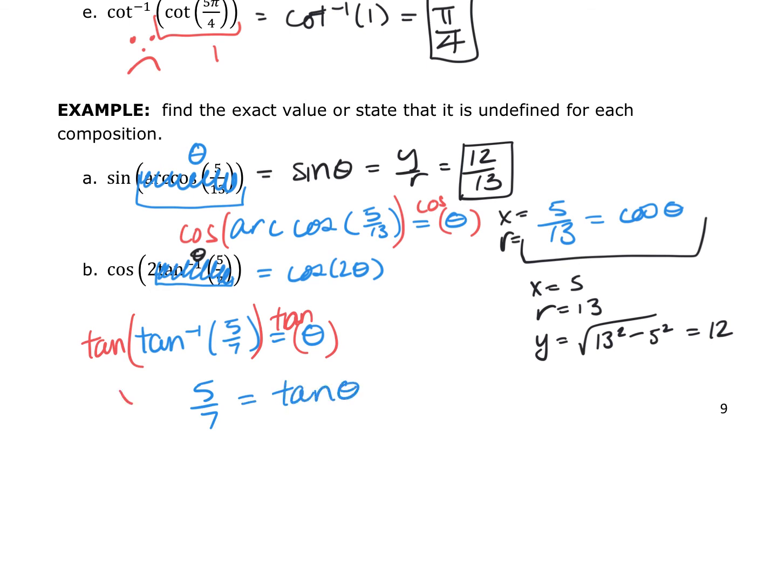That tells me I have y is equal to 5, x is equal to 7, and r must be the square root of 5 squared plus 7 squared. Now this is where you're not going to be impressed because I have to get my calculator out. I don't know what 25 plus 49 is off the top of my head if it's something nice, and it's not. It's the square root of 74.